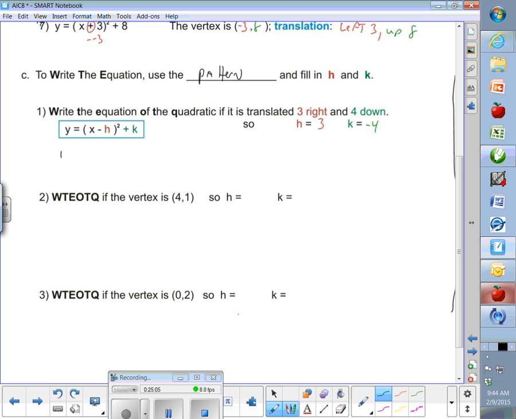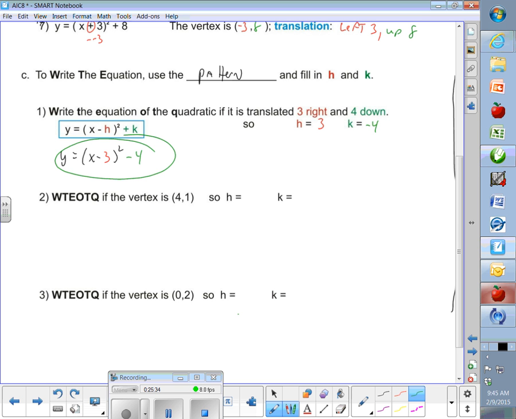All you do from here is fill in the h and the k. What is h? 3. What is k? Negative 4. Voila. That's not hard. You do have to know the pattern, though. But remember, our pattern is real close to the absolute value pattern, except a parentheses where the absolute value is, and the parentheses squared. Other than that, it's the exact same pattern.